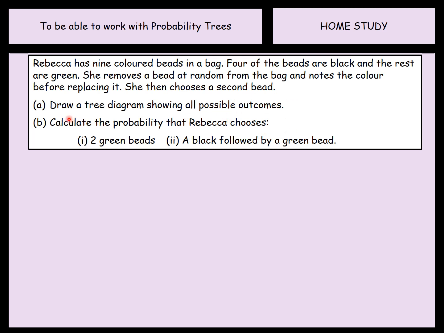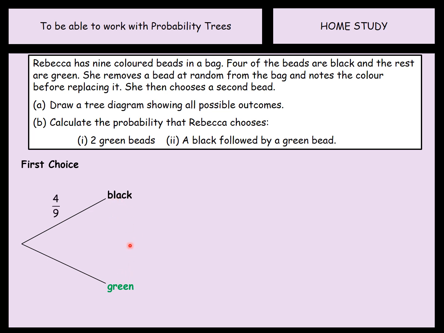Okay, part A, draw a tree diagram showing all possible outcomes, and then part B, calculate the probability that Rebecca chooses 2 greens and then a black followed by a green. So as we do this, first choice, black or green. You don't have to write it in different colours, but I'm just using that to demonstrate.